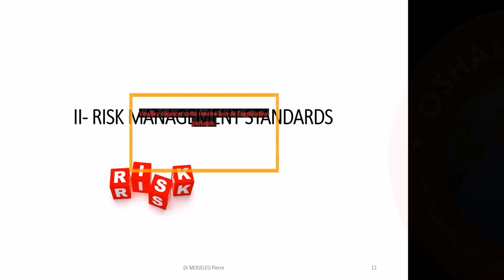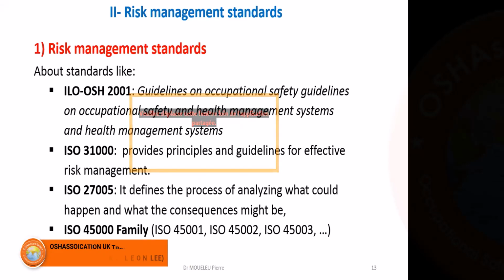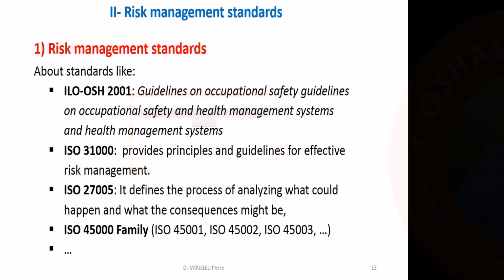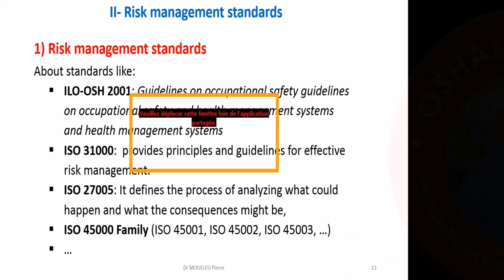Now, what are the risk management standards that are used to manage risk? Risk management standards like ILO-OSH 2001, what they call the International Labour Organization's Occupational Safety and Health 2001. People of the International Labour Organization put themselves together to write down the guidelines on occupational safety and health requirements, and an occupational health and safety management system.